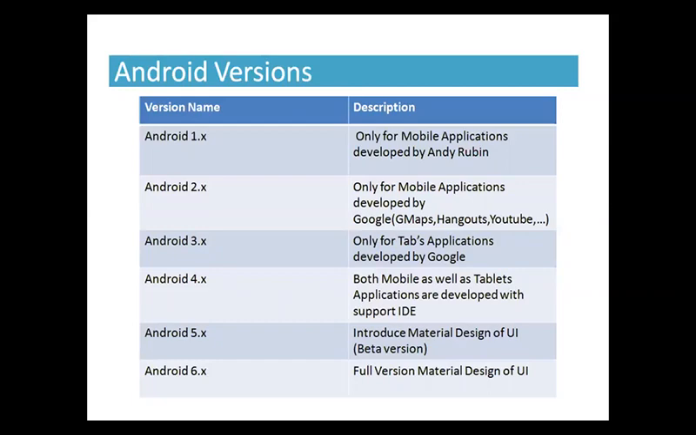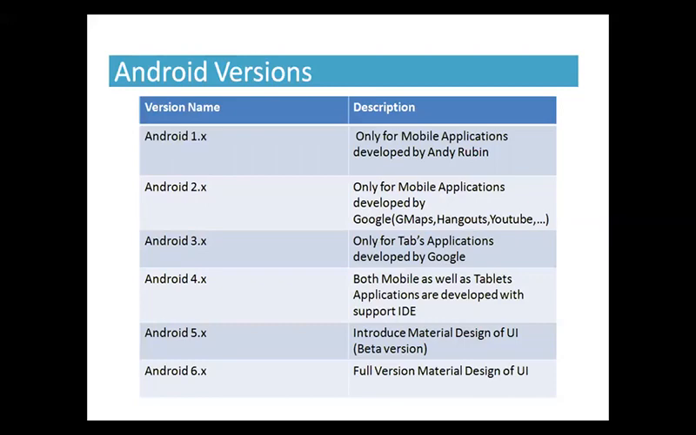And so the Android people thought, why can't we go for web apps? Whatever application we have in the mobile, why can't we develop the same application in the web apps? So they immediately released a version called Android 3.x. It's meant only for web apps developed by Google. Whatever applications we have in the mobile, almost all applications have been enabled in web apps.